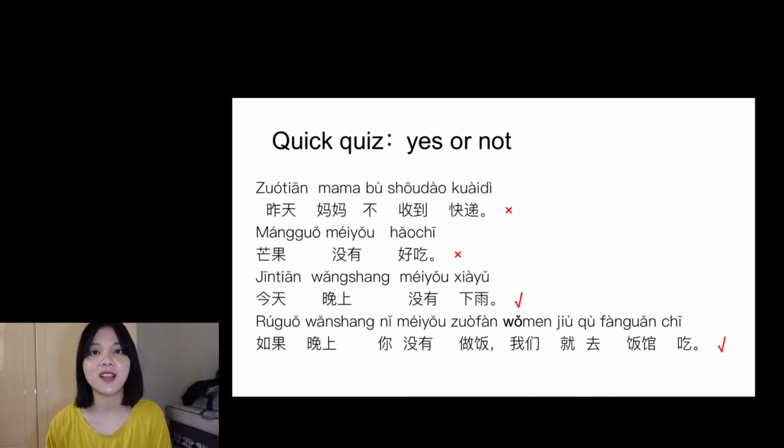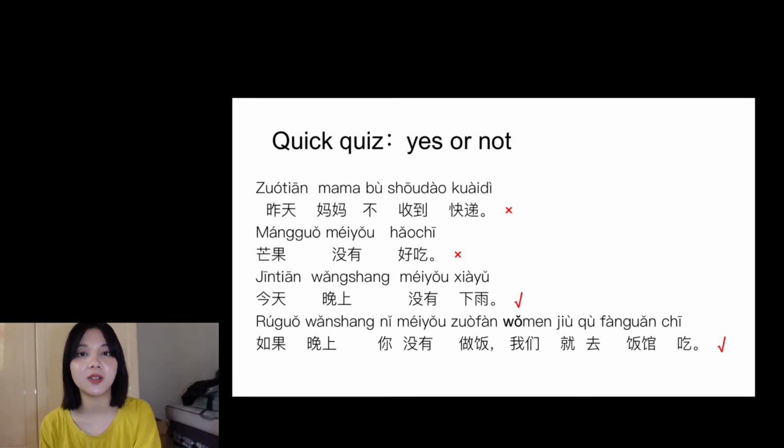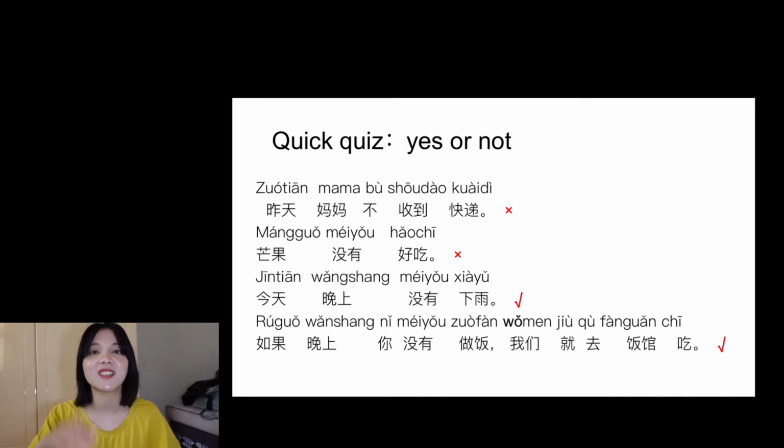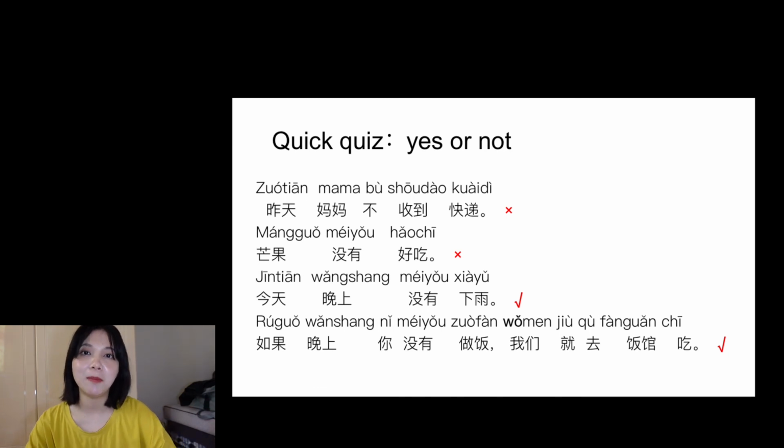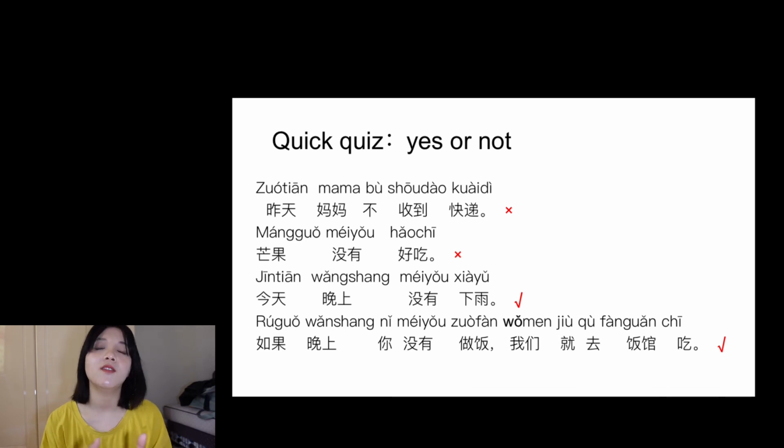Sentence 3. 今天晚上没有下雨。When you use 没有 then add a verb, it means something didn't happen. So 今天晚上没有下雨。Today didn't rain. That's okay. This sentence is correct. Last sentence. 如果晚上你没有做饭，我们就去饭馆吃。If you haven't made dinner, we will go out and eat. This sentence is also okay because we use if. This sentence is a hypothesis.